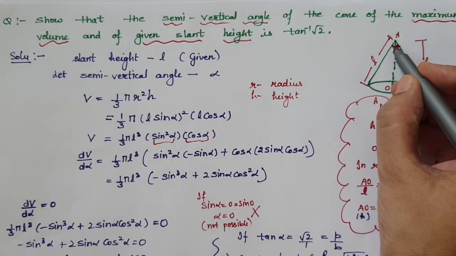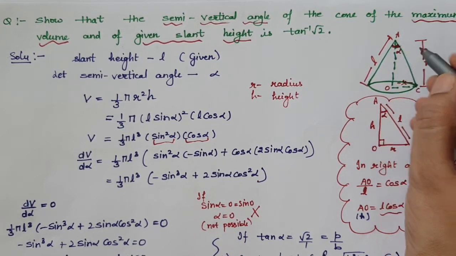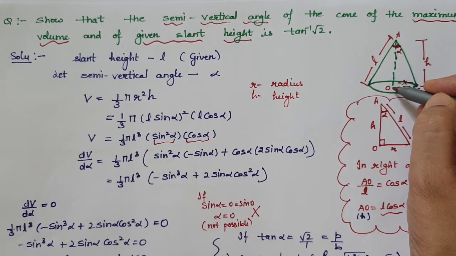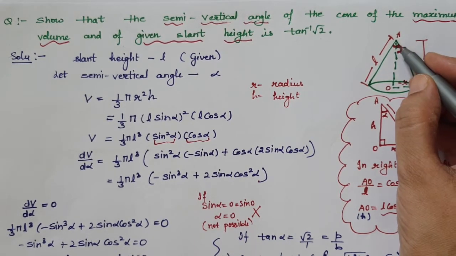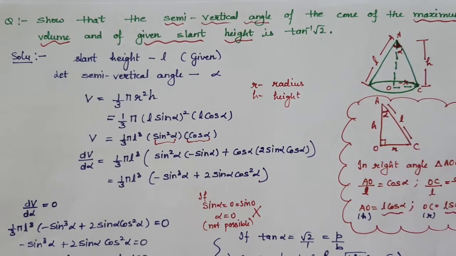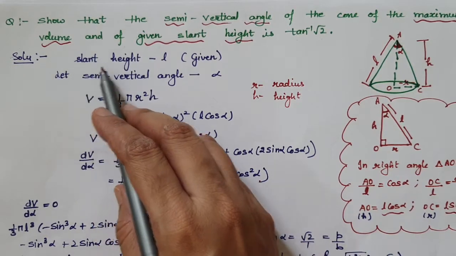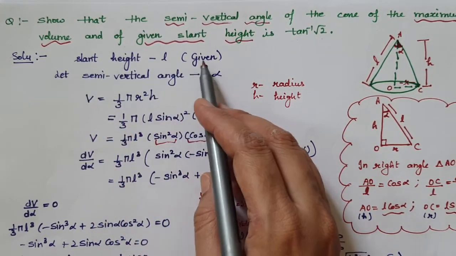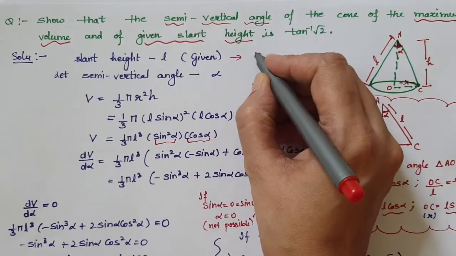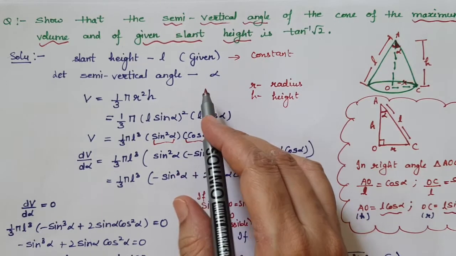Vertical angle of the cone is this whole angle made on the tip, and semi-vertical will be, if I draw this axis, then this half angle will be known as my semi-vertical angle. Okay, so let the slant height be L, which is given to us in this case. So we will consider L as constant. L will be treated as constant. And semi-vertical angle be alpha.